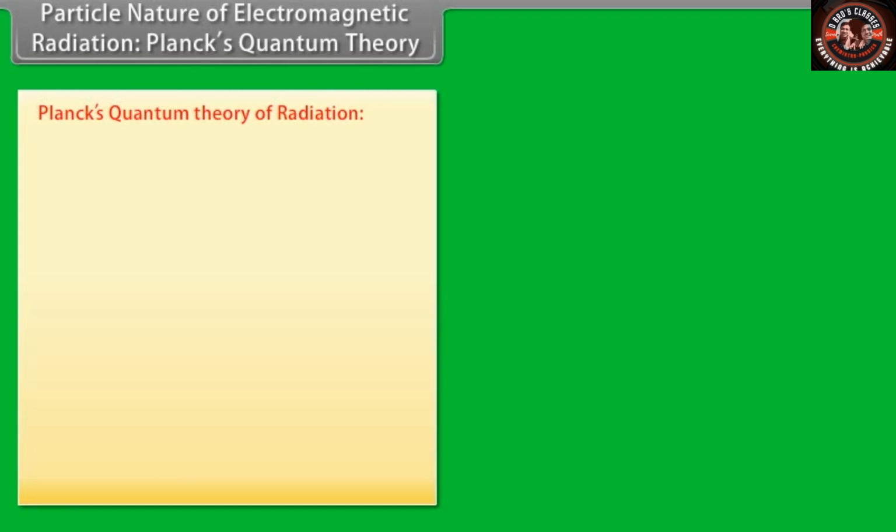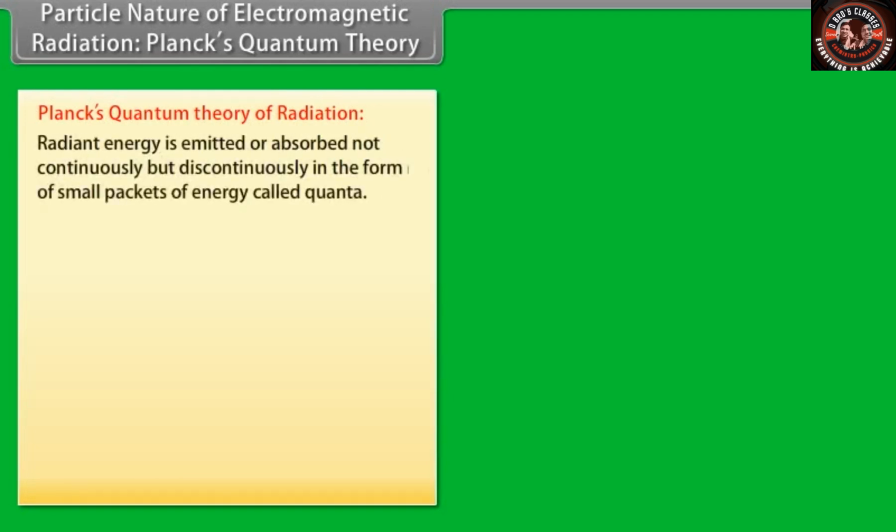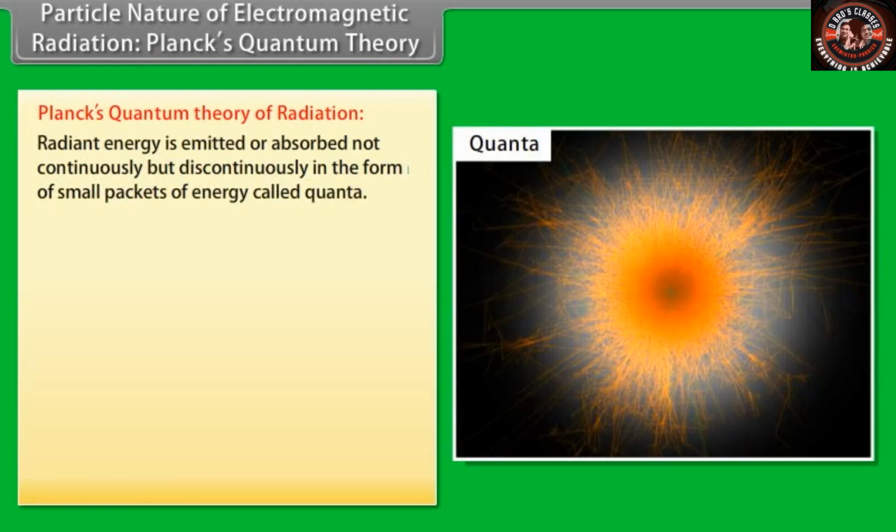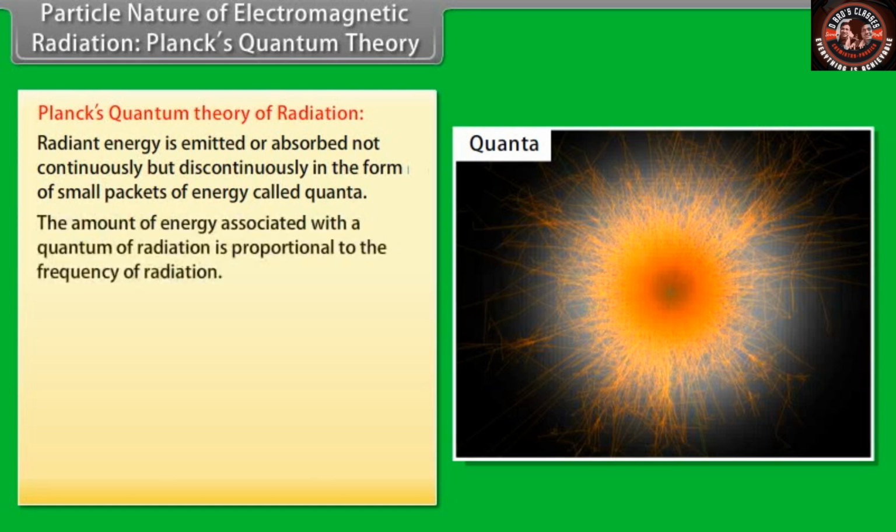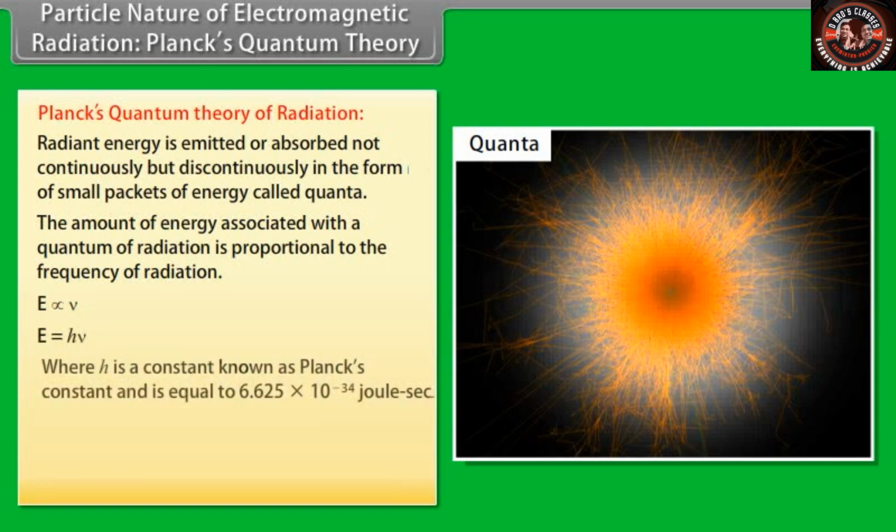Particle nature of electromagnetic radiation. Planck's quantum theory of radiation. Radiant energy is emitted or absorbed not continuously but discontinuously in the form of small packets of energy called quanta. The amount of energy associated with a quantum of radiation is proportional to the frequency of radiation, where h is a constant known as Planck's constant and is equal to 6.625 into 10 raised to the power minus 34 joule second.